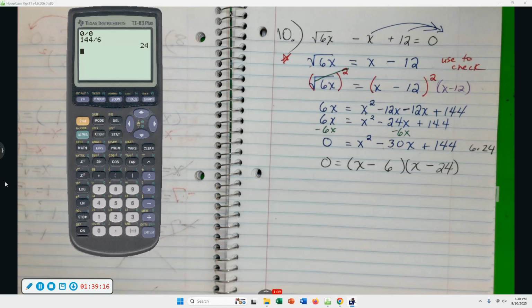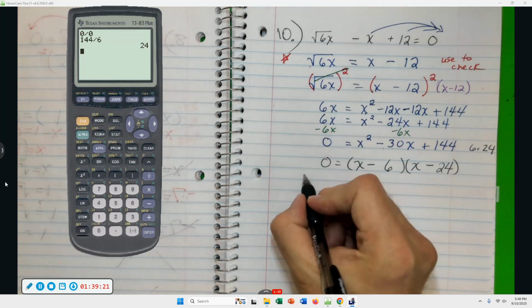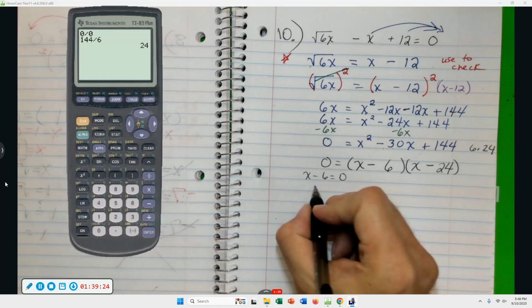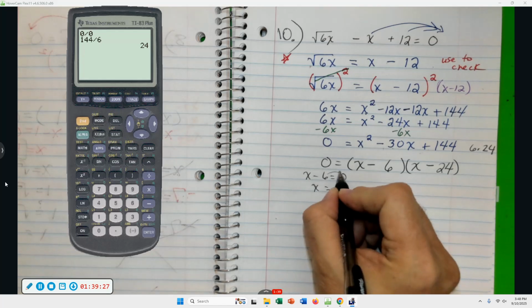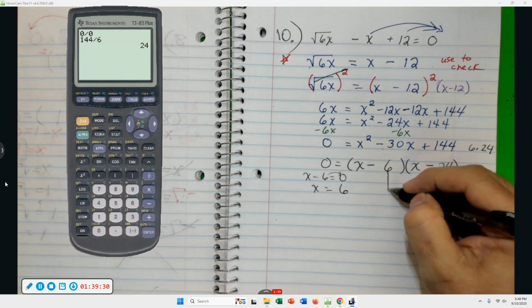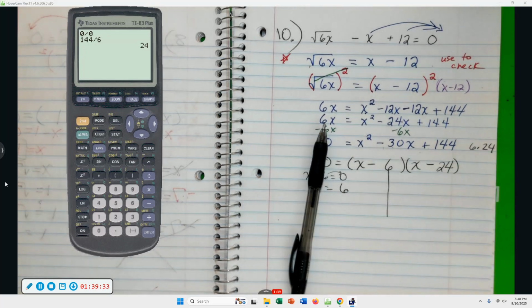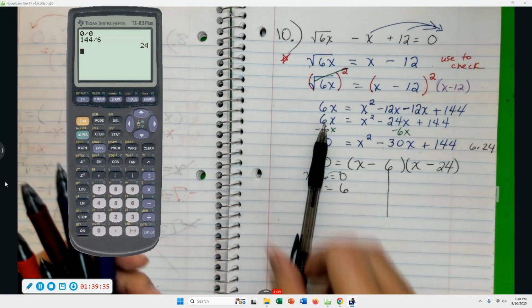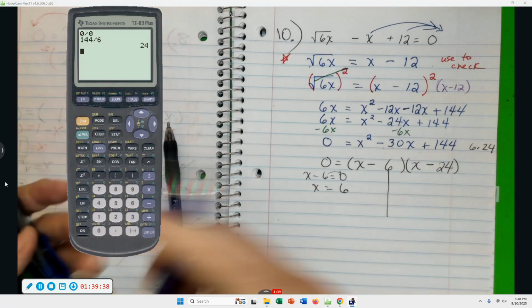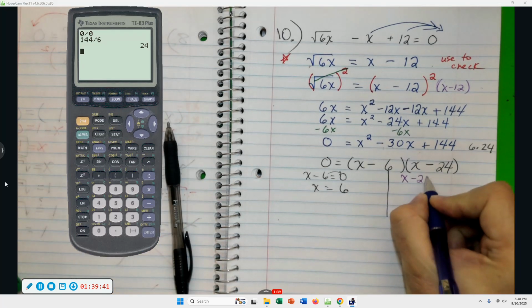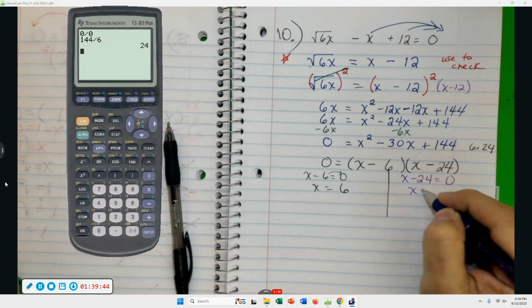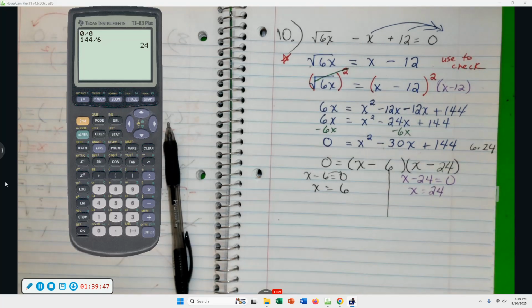Set each factor to 0 and isolate the x. So x minus 6 equals 0 means x equals 6. And the other one, if I go x minus 24 is 0, we get x equals 24. Some people get the idea if the solutions are positive, they don't have to cross them out. No, we don't know that. You may have to discard a positive number.